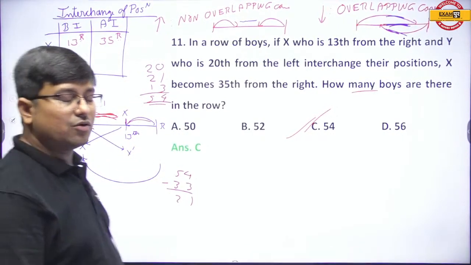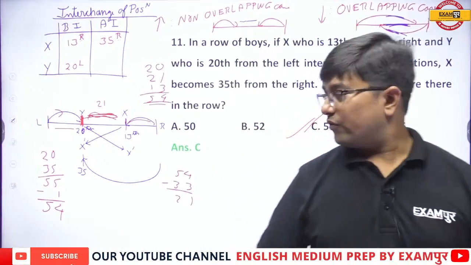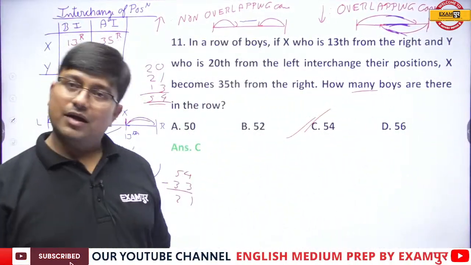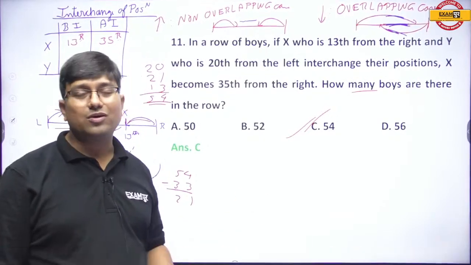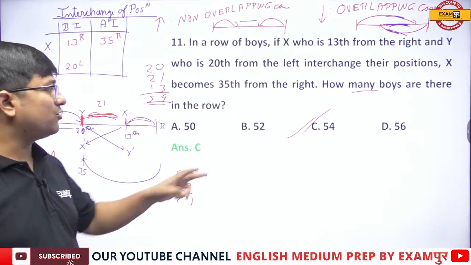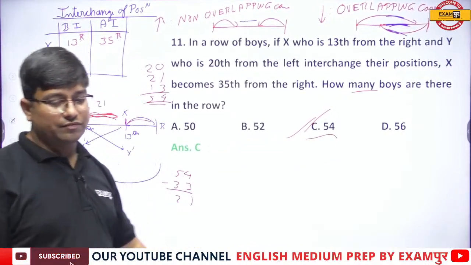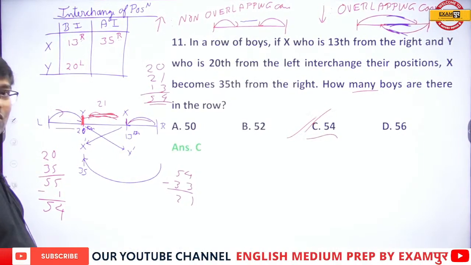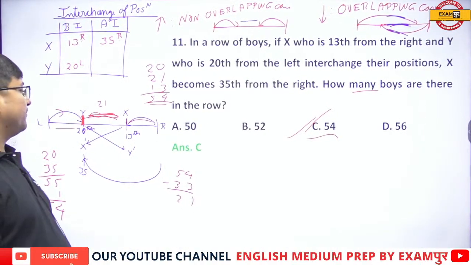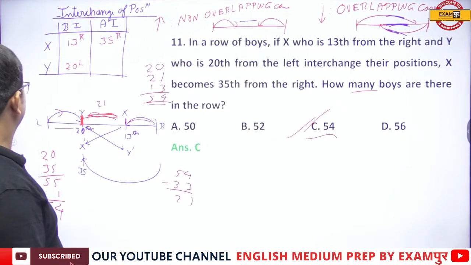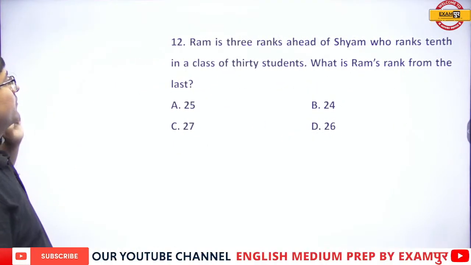All right, so these are the only two kinds of problems which can be asked in such questions, under both overlapping and non-overlapping: total number of persons and number of persons between them. Here the total number of persons was asked, so 54 is the answer. If the number of persons between them was asked, it would be 21. Next, solve this one.